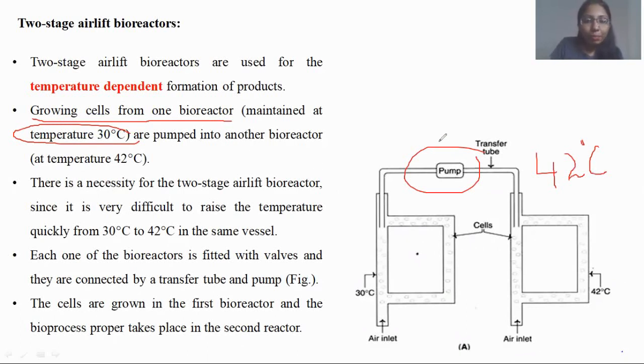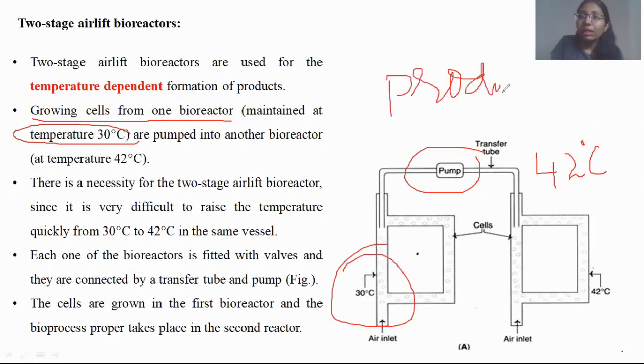Because sometimes, for example, if the cells want to grow and divide, they will require a certain temperature. For example, here it requires 30 degrees. But if you want to make a product, then you will require some other temperature, for example, 42 degrees Celsius. So if you want to grow, you can grow at 30 degrees, and if you want the product out of it, then you have to take it at 42 degrees Celsius. The temperatures are just for understanding purposes only, and to bring them into the other reactor, there is a pump kept over here.